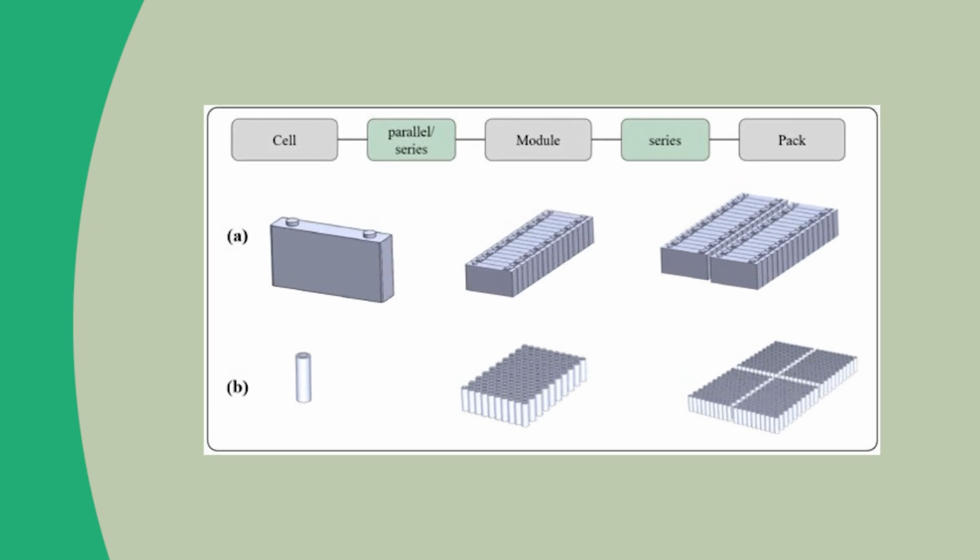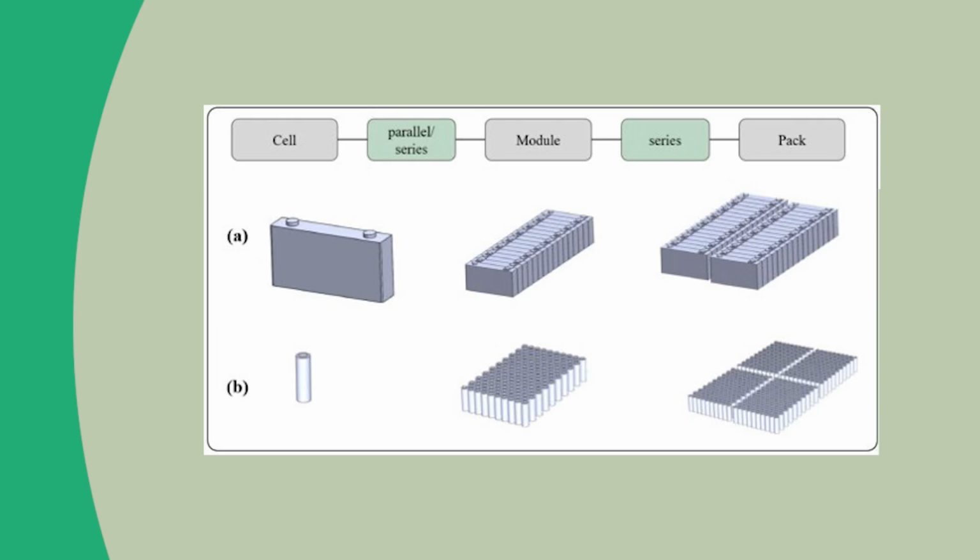As you can see in this particular figure, there are two types of lithium ion battery packs which are made up of different cells. Here you can see the cells are connected in series and parallel manner to form a module, and modules are connected in series to form a pack. Basically this formation is done to achieve our desired power level and voltage level.